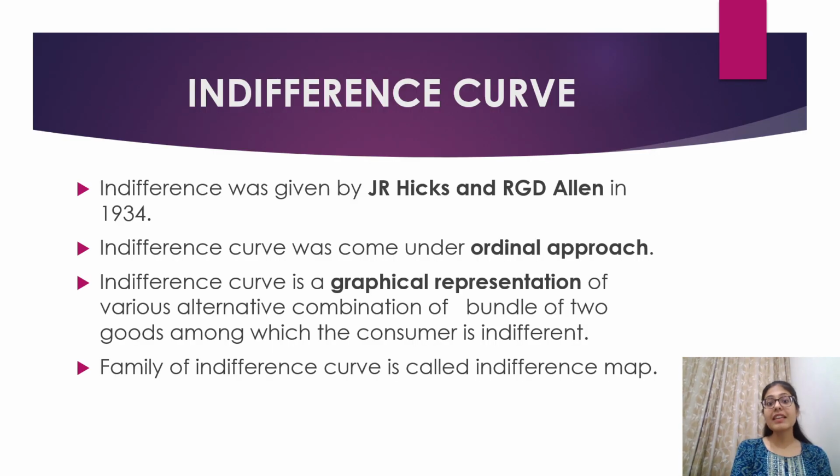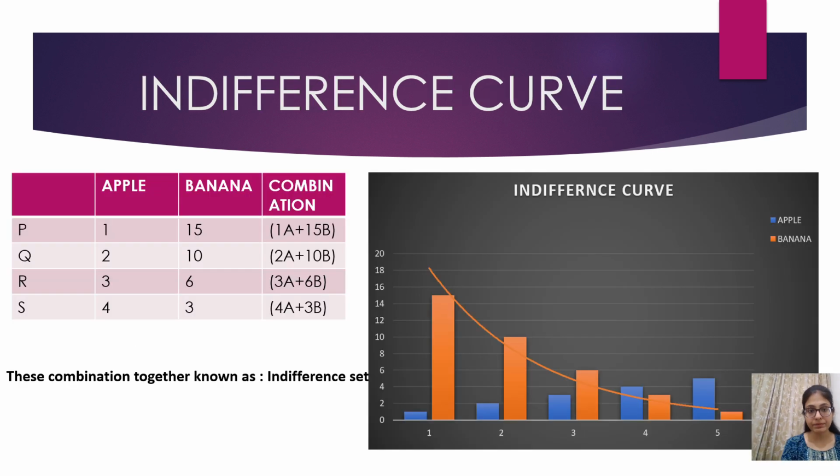The next topic is indifference curve. Indifference curve was given by J.R. Hicks and R.G.D. Allen in 1934. It comes under the ordinal approach, as we earlier learned that in ordinal approach we give rank. Indifference curve is a graphical representation of various alternative combinations of bundles of two goods among which the consumer is indifferent. Family of indifference curves is called indifference map.